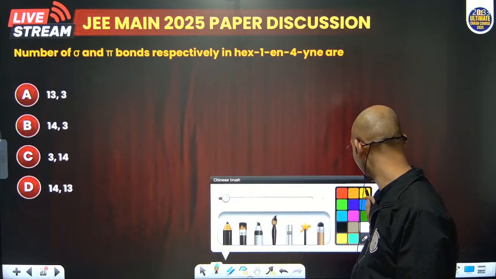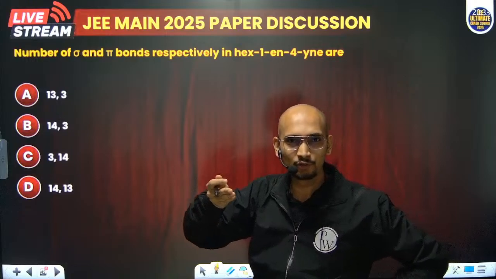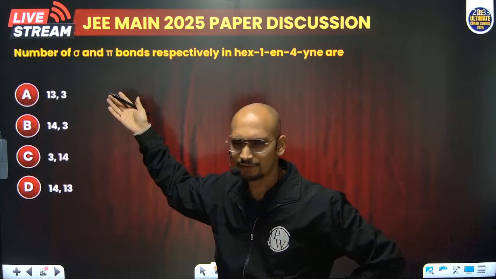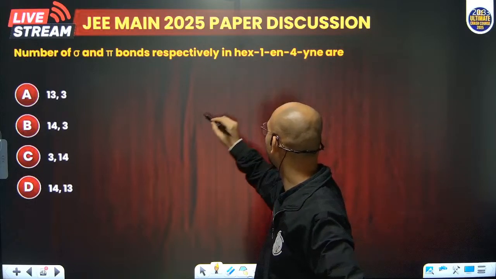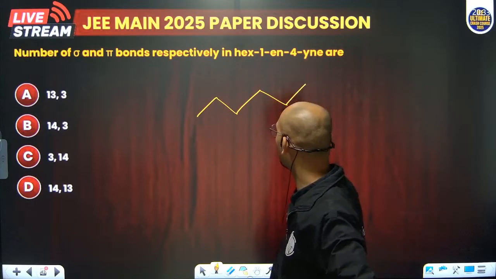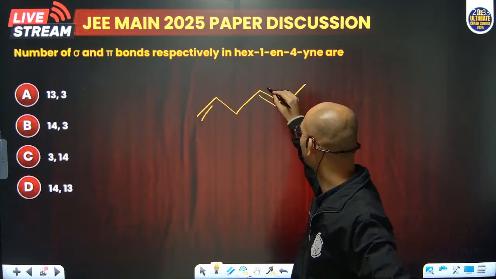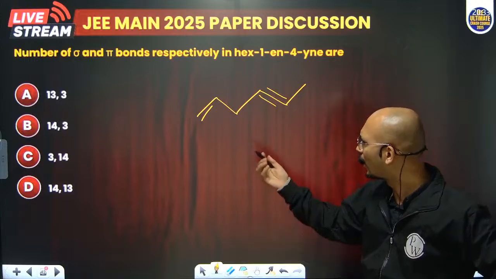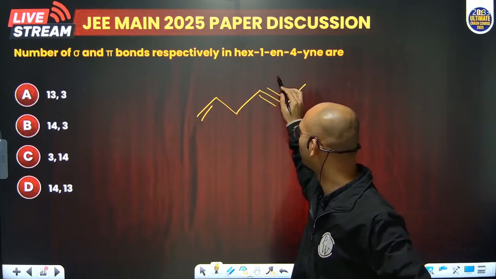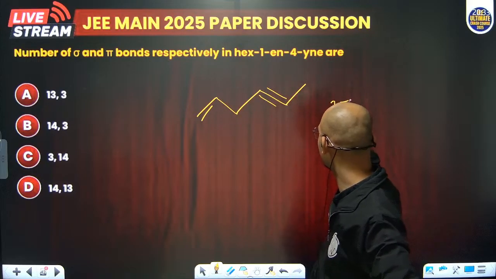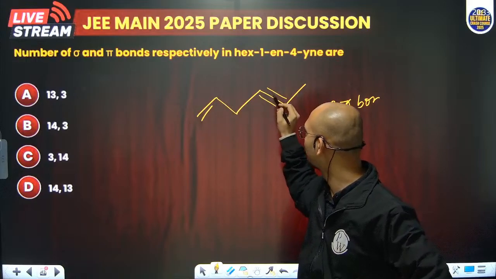Very easy question, as we can see. I think it is for class 10th students also, and they can do that very easily. What is that? Hex-1-ene-4-yne. First of all, how many carbons are there? 6. There is a double bond at the first position, and a triple bond here at the 4th position. How many pi bonds are there? I hope you can see 2 pi bonds here, 1 pi bond here. So there are 3 pi bonds, and how many sigma are there?